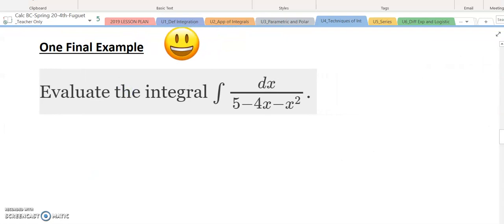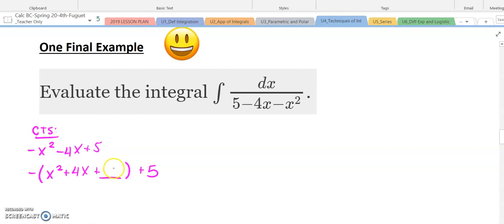So in this integral here, it looks very similar to the very first problem that I did with you. However, when we do the completing the square, I'm just going to do it quickly here. We have negative x squared minus 4x plus 5. We're going to go ahead and do the same thing that we talked about on the last question. So let me just write that out for you here.